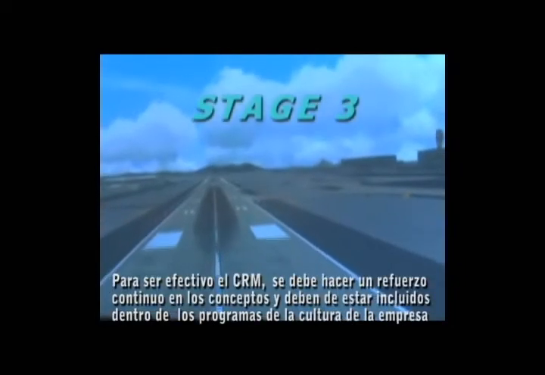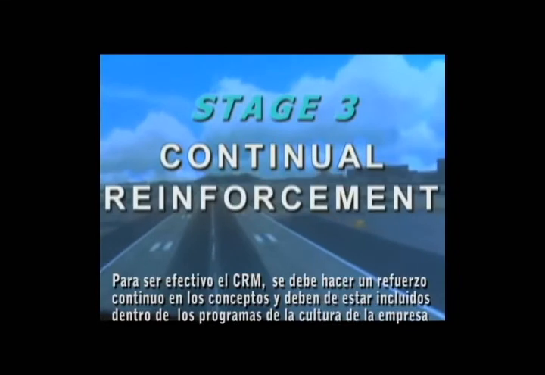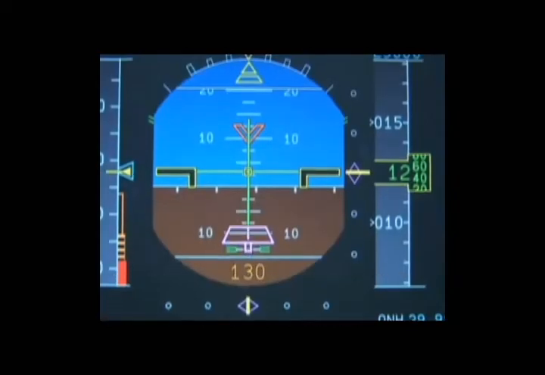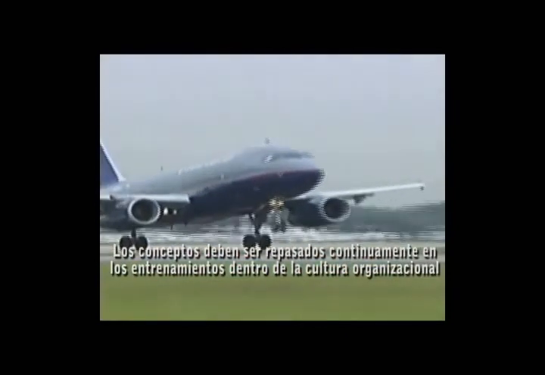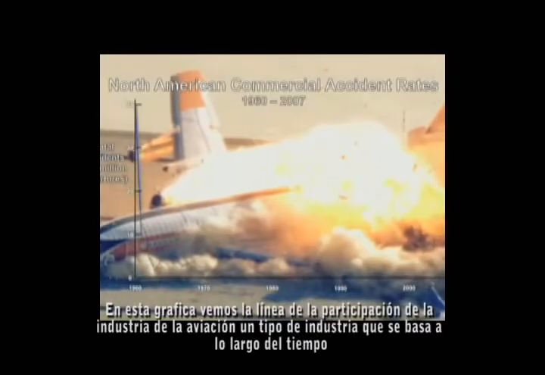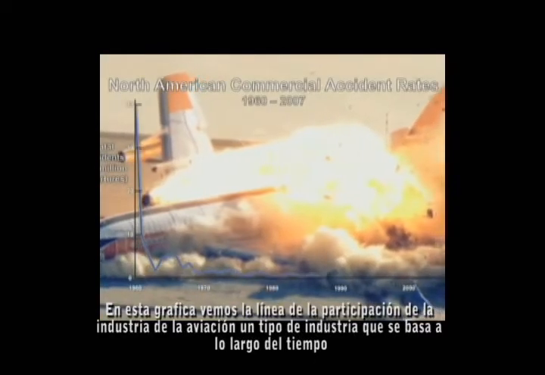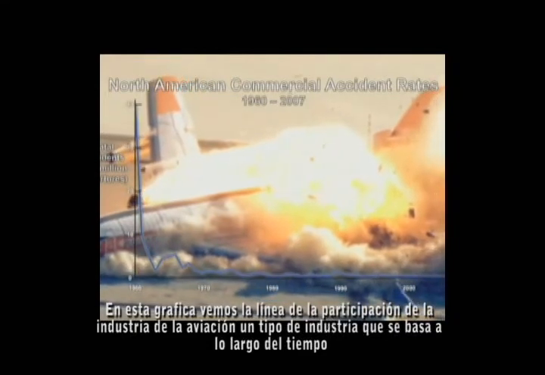To be effective, Stage 3 of CRM training requires continual reinforcement. The concepts must be repeatedly embedded within the organization's training programs and business culture. This line graph depicts the involvement of the aviation industry and the types of issues the industry has faced over spans of time.